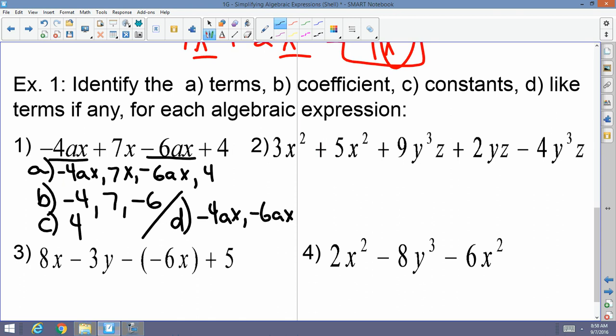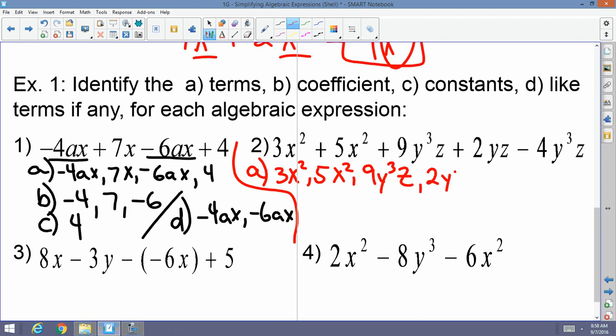Okay, number 2. We got 3x squared plus 5x squared plus 9y cubed z plus 2yz minus 4y cubed z. A. Let's list the terms. So I've got 3x squared, 5x squared, 9y cubed z, 2yz, and a negative 4y cubed z. B. Let's list the coefficients. These are the numbers being multiplied to the variables. So I've got a 3, 5, a 9, a 2, and a negative 4.